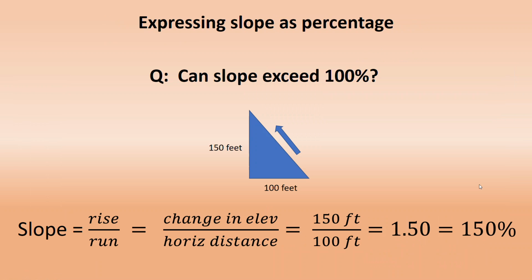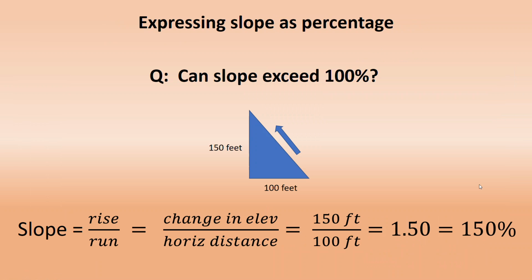The answer is yes, of course it can. Slope is just rise over run. And if you're changing more than 100 feet in elevation over a 100-foot distance, well then obviously you're going to have a slope steeper than 100%.